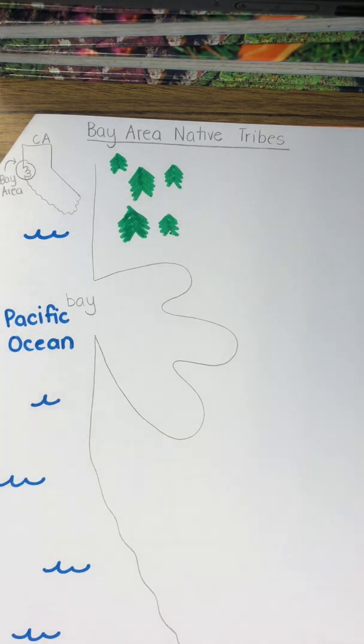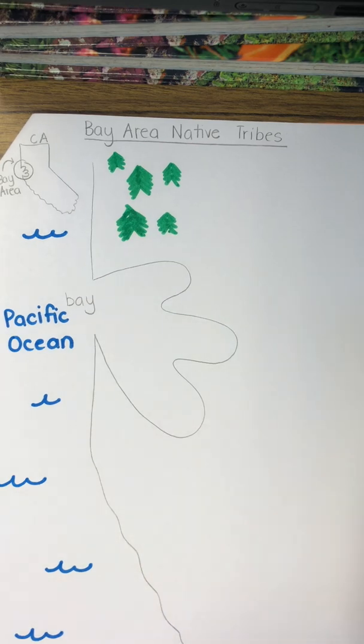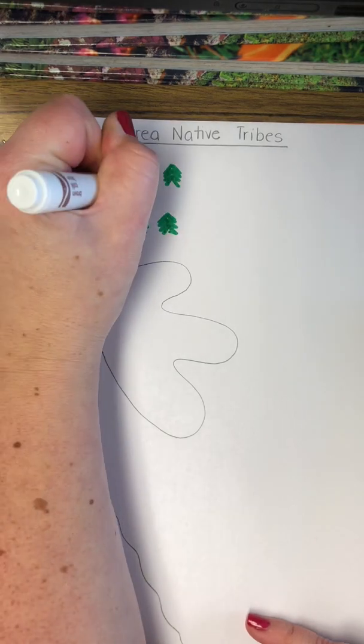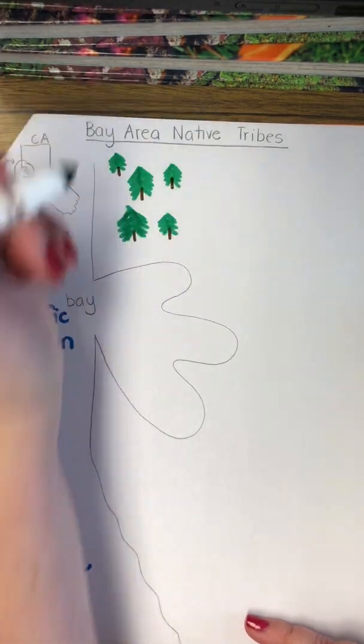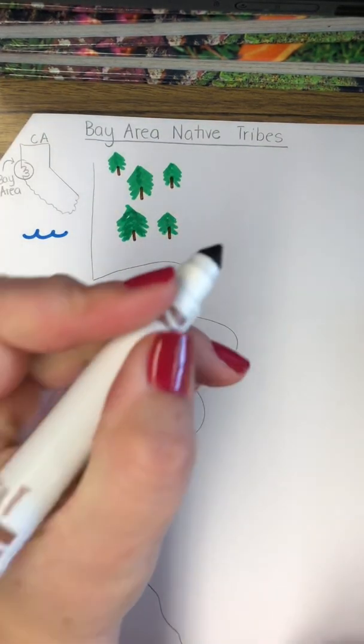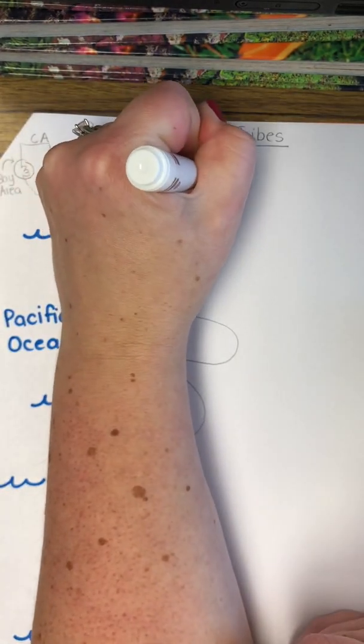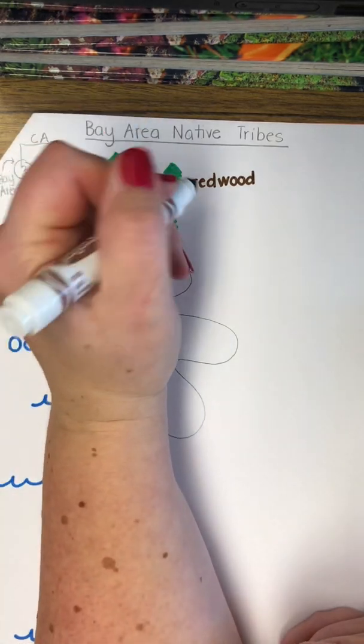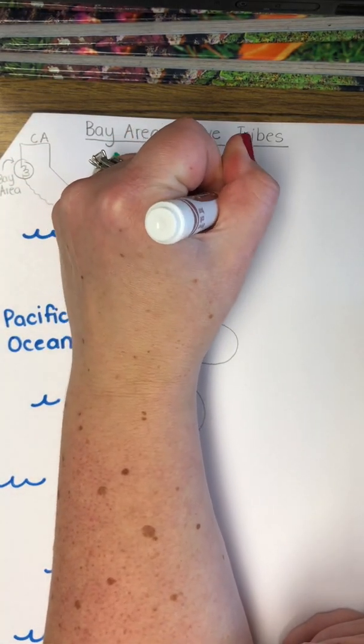redwood trees there. Redwood trees have brown stems or reddish stems, so I'm going to use my brown marker and make the trunk like this. Okay, and I might even label it with that brown marker. This is a redwood forest.